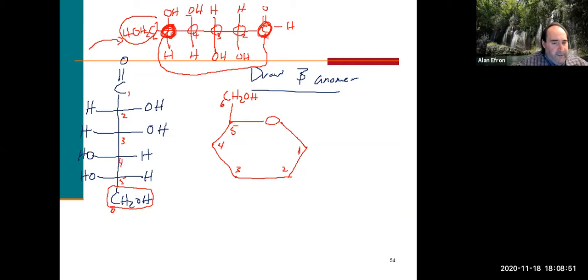At carbon number 4, we see that our OH group is up, so we will draw that up. Carbon number 3, right next door, we see our OH group is down, so we'll draw that down. Carbon number 2, we also see that OH group is down as well. Carbon number 1 is going to be determined based on what they ask you to draw. In this particular case, they asked you to draw the beta, and beta means that the last OH group at carbon number 1 will go in the upwards position here. Any questions on that?